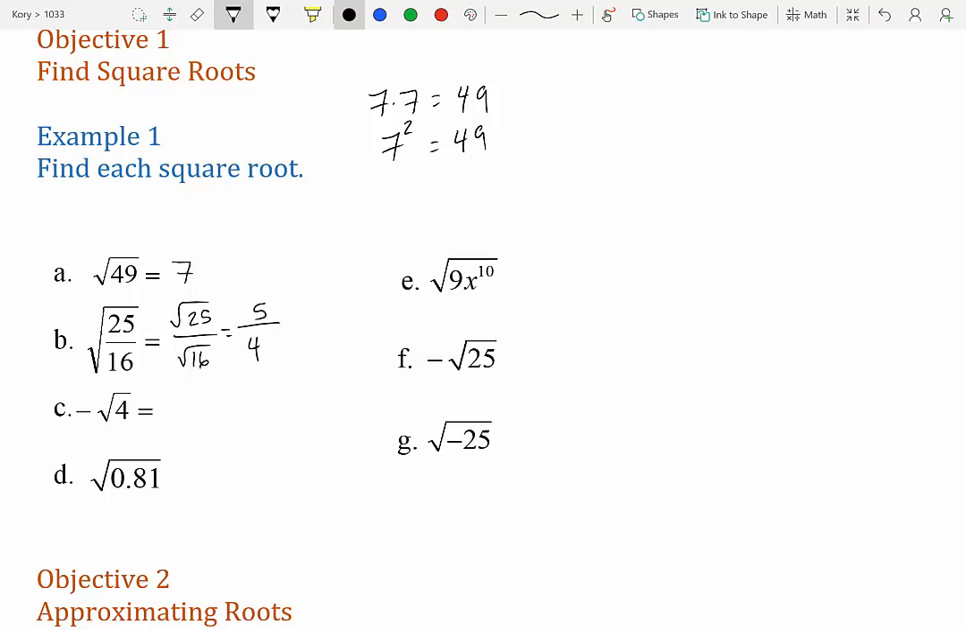Alright, next we have the negative square root of 4. So that just means negative, and what's the square root of 4? 2.